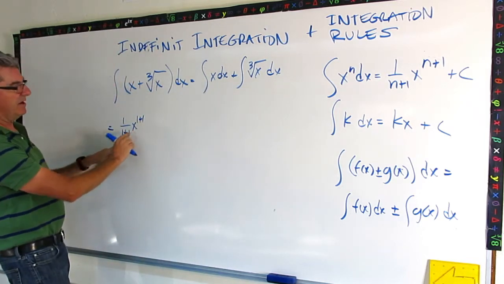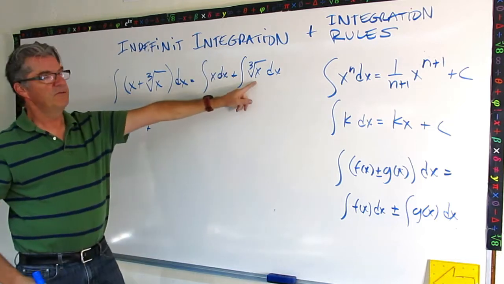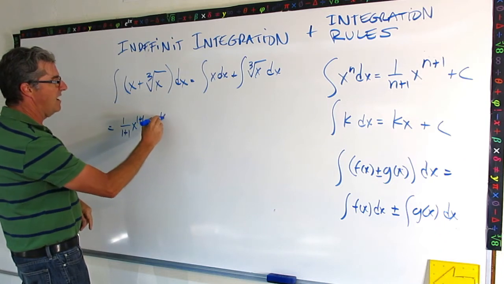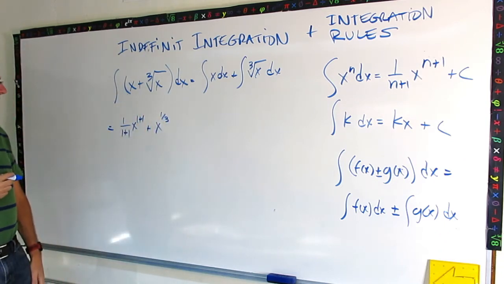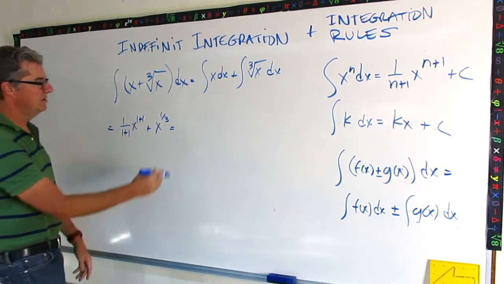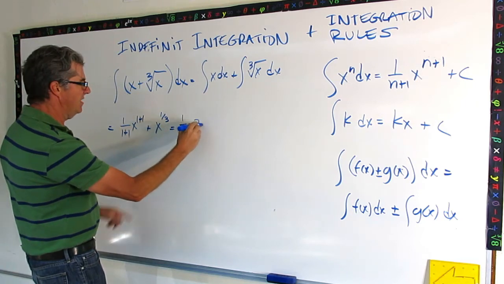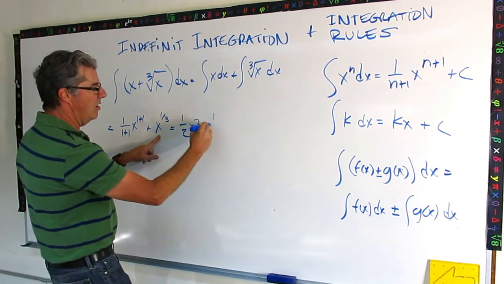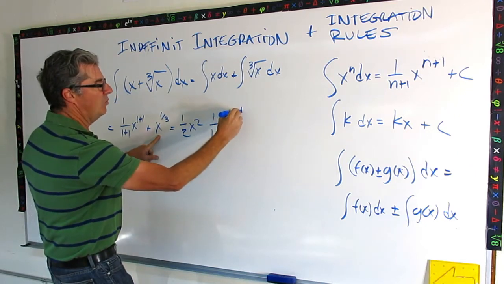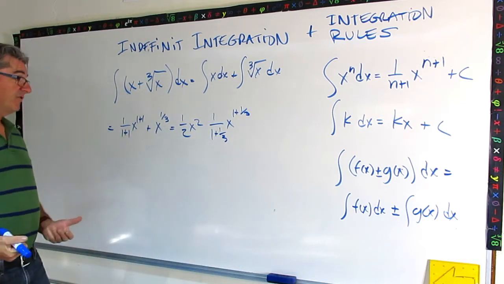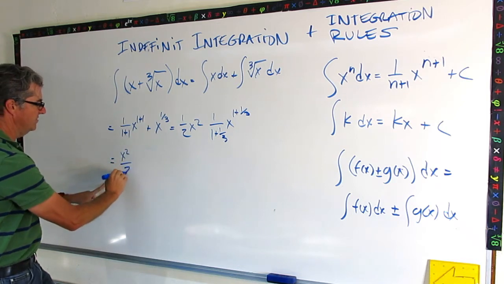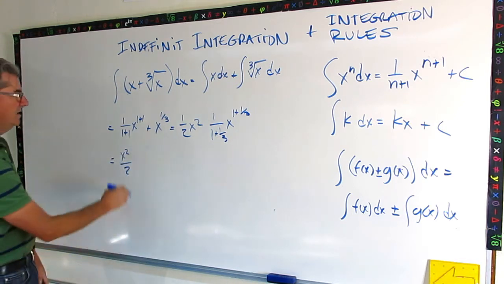I'm just using my power rule here to get this term integrated. Now, the 3rd root of x, if you remember from the last lesson, is the same as the 1/3 power. So I'm going to rewrite that there. Let's move it right along. This is going to be 1/2 x squared. Now this one is going to be 1 over 1 plus 1/3 x to the 1 plus 1/3. So get ready to deal with your fractions. I'm going to put this as x squared over 2. That's our first term, just simplifying that a little bit.